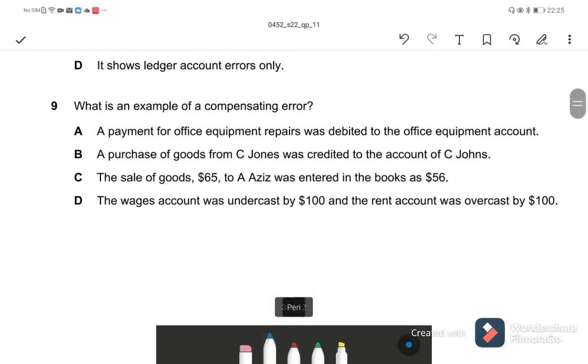Question number 9. What is an example of a compensating error? What do you mean by compensating error? Compensating error means one error will be cancelled by another error. Here the options are, a payment for office equipment repairs was debited to the office equipment account. This is not compensating error. This is one error. They are entered to the office equipment account.